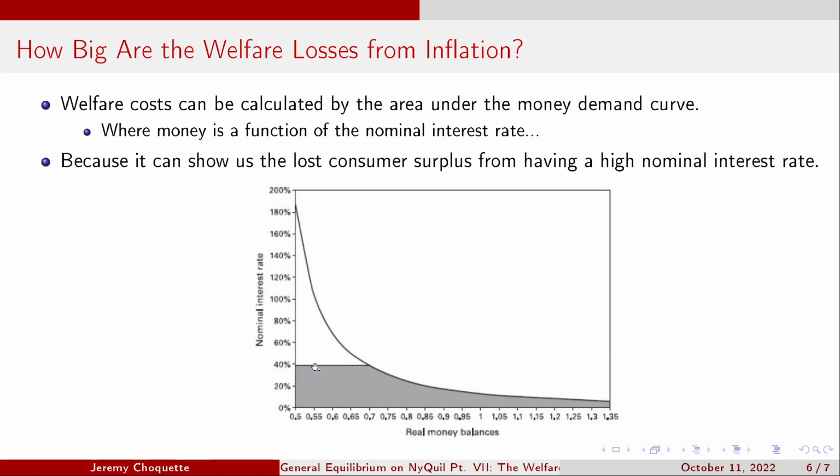But let's say the nominal interest rate is just shy of 40%. Now, that's pretty high. I took this screenshot out of a textbook. It was Carl Walsh's monetary economics textbook. Used it for grad school. Great stuff. But if this is our money demand curve and the nominal interest rate is set at just below 40%, the welfare cost is everything from this horizontal line down under the demand curve.